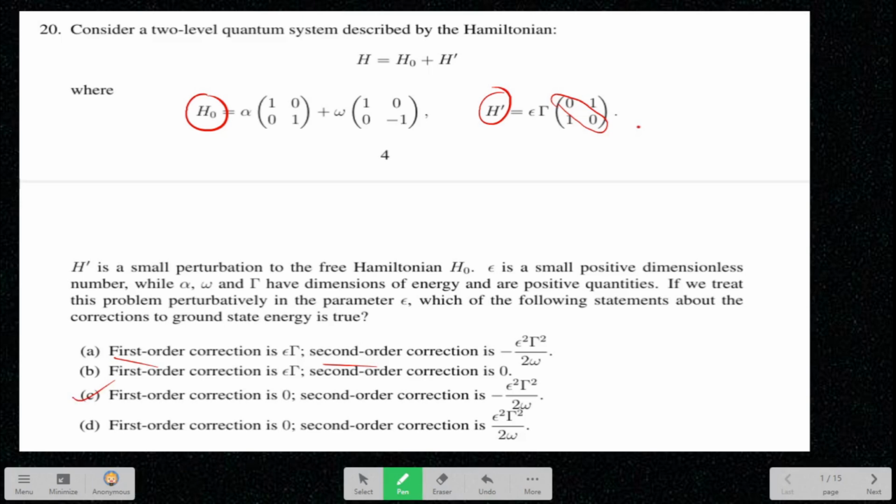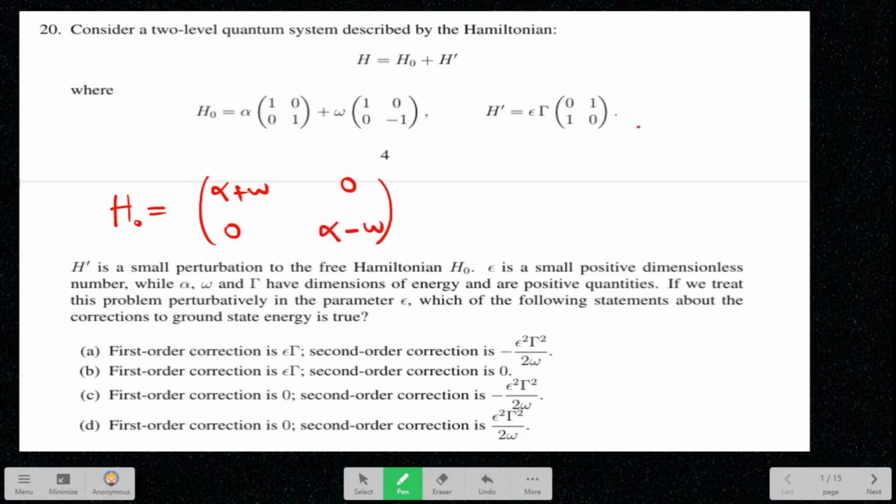But for the complete understanding of the problem, let's go through the complete steps. So H0 we are given is, if we multiply alpha and omega inside and add, H0 will be equal to the matrix alpha plus omega, 0, 0, alpha minus omega.